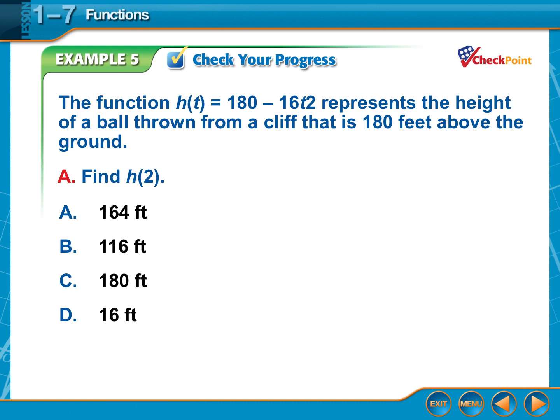Now it's going to throw in a word problem. Is this supposed to be squared? Yeah. 16t squared. Okay, so it gives us this function again. It represents the height of a ball thrown from a cliff that is 180 feet above the ground. Okay, we want to find h of 2. So where do we plug in that 2? In for t, right? Because it's normally h of t. Now it says h of 2. So we substitute that 2 in for t.